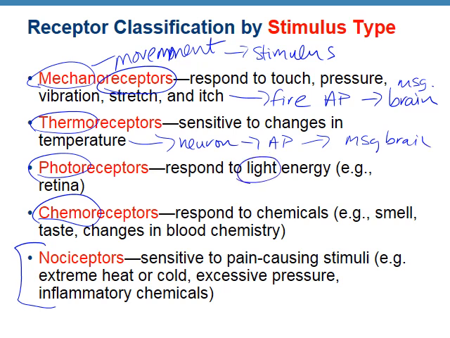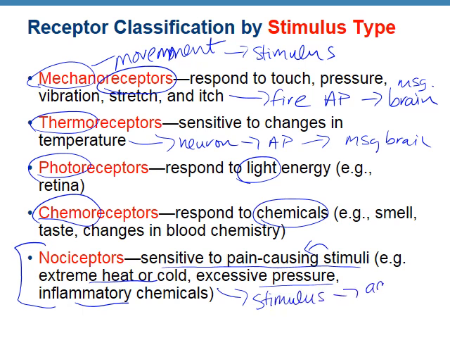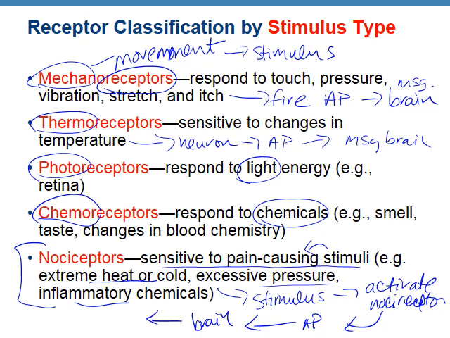So photoreceptor, light is the stimulus. Chemoreceptors, chemicals. Nociceptors, pain. So pain-causing stimulus like inflammation, extreme heat or cold, excessive extreme pressure. So all of these stimuli are going to activate a nociceptor. That nociceptor is going to generate an action potential. That action potential is going to travel to the brain, and then your brain has to decide what it's going to do about it.